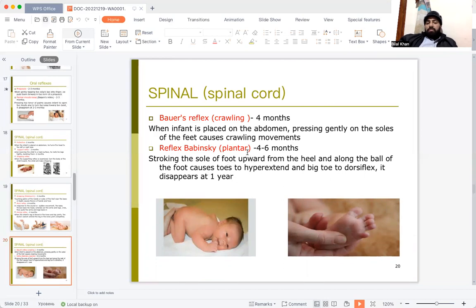Babinski sign, the plantar reflex, the Babinski reflex. Again, we say the Babinski reflex occurs at 4 to 6 months. Stroking the sole of the foot from the heel along the ball of the foot causes the toes to hyperextend and the big toe to dorsiflex. Like you look at the hyperextension of the big toe, and you make an L shape, but opposite L, for example, you come from the back side on the lower side and you turn to the right side. It disappears at 1 year of age.